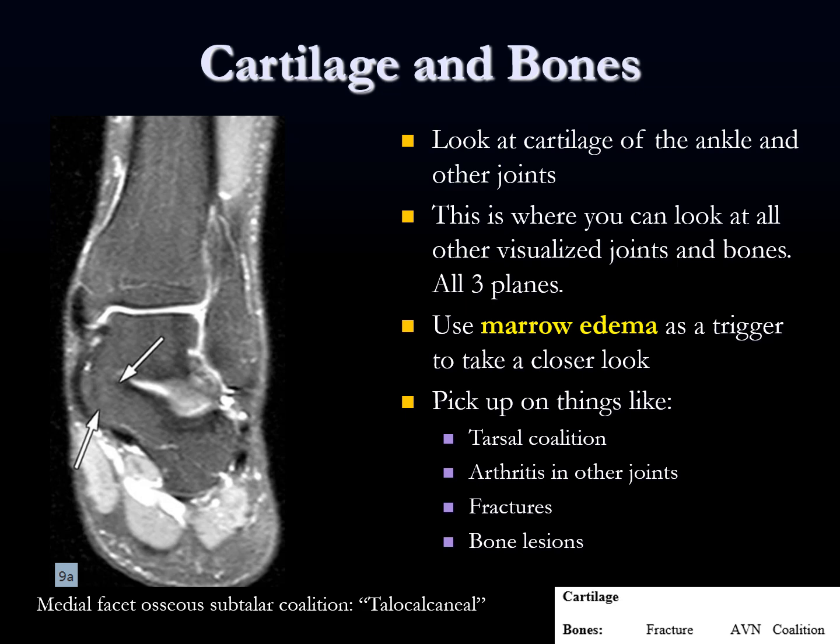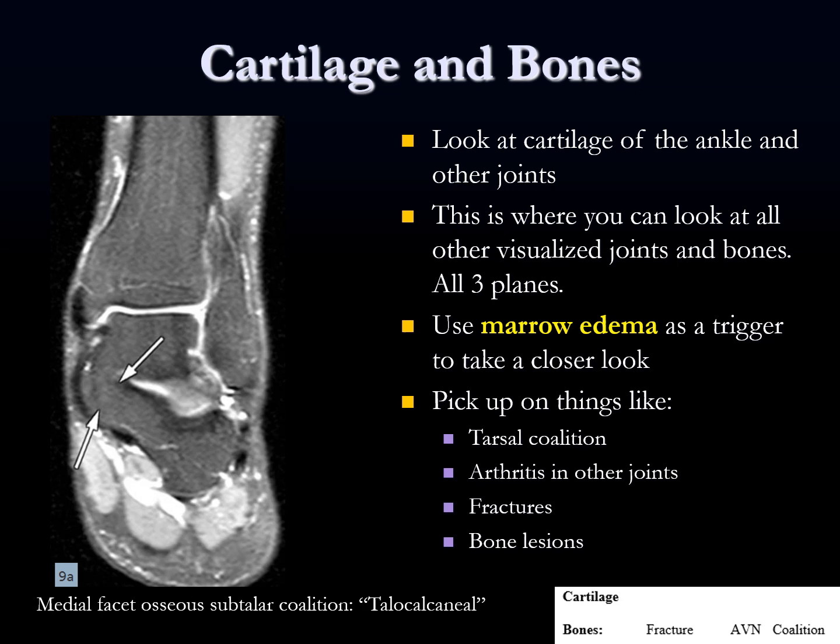Next topic is cartilage and bones. So once I've done the ankle joint, I don't want to miss anything else. So look through a general look on the other sequences through the other joints so that you can see in the mid to hind foot. And specifically when I'm doing this, I've got my fluid sensitive images up and I'm just looking for something bright, edema, something to trigger me to take a closer look. And if you do it this way, you can tend to pick up on things like tarsal coalition, arthritis in the other joints of the mid and hind foot, fractures, and bone lesions.